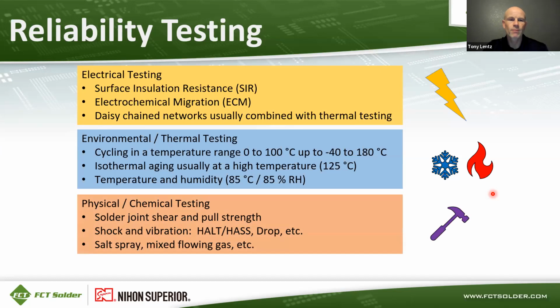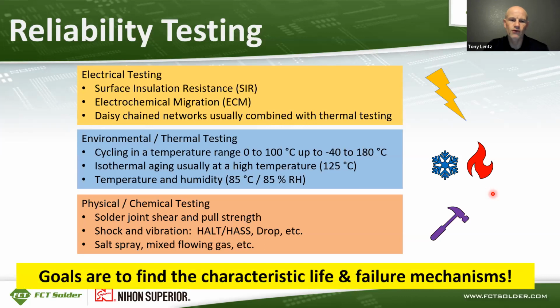And then there's, of course, physical and chemical testing. So solder joint shear strength and pull strength are often measured, sometimes initially and then often after thermal cycle testing or isothermal aging has been done. Shock and vibration can be done as well, including HALT and HASS type testing or drop shock tests. And then if you're looking for more chemical resistance testing, then usually we go to salt spray testing or mixed flowing gas testing to measure corrosion potentials on an electronic assembly. The whole goal here is to try to find the characteristic life and determine the failure mechanisms for those electronic assemblies.